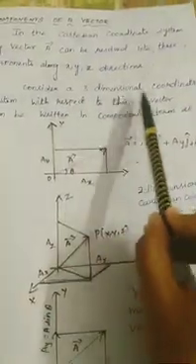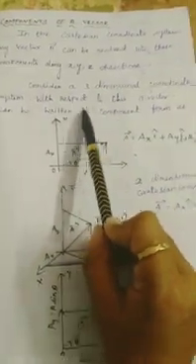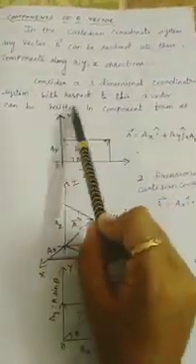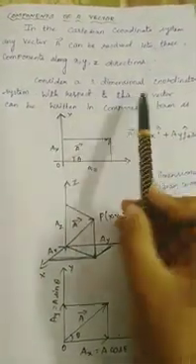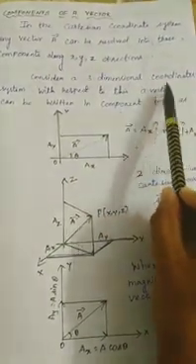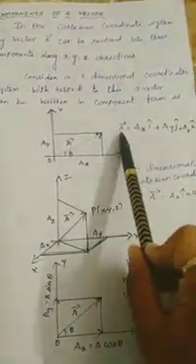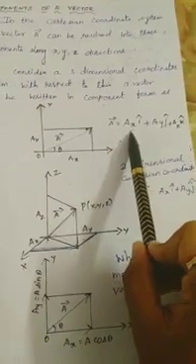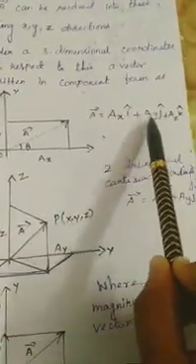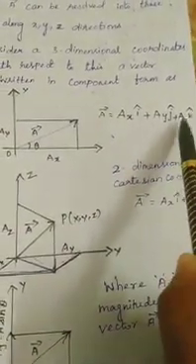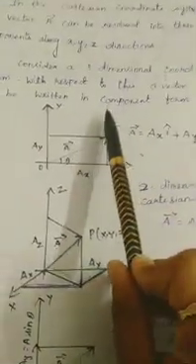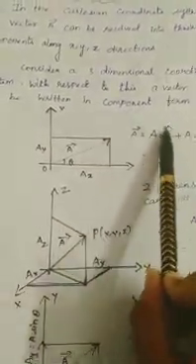Now consider a three-dimensional coordinate system. With respect to it, the vector A can be written in component form. In three dimensions we have three components, so vector A is equal to ax i cap plus ay j cap plus az k cap, if the vector is in a three-dimensional coordinate system.